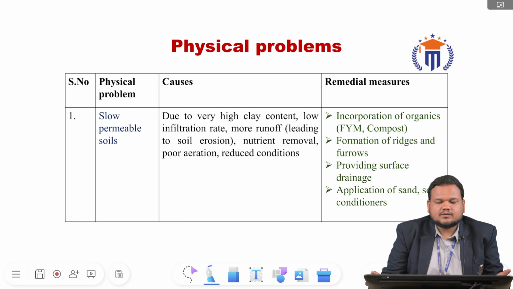To remediate slow permeable soils, we include some soil conditioners such as FYM and compost, which will increase the porosity and also help to maintain the vertical movement into the soil. Also, by formation of ridges and furrows, we can reduce the amount of nutrient removal and conserve the moisture. Okay, and also by application of surface dryness.